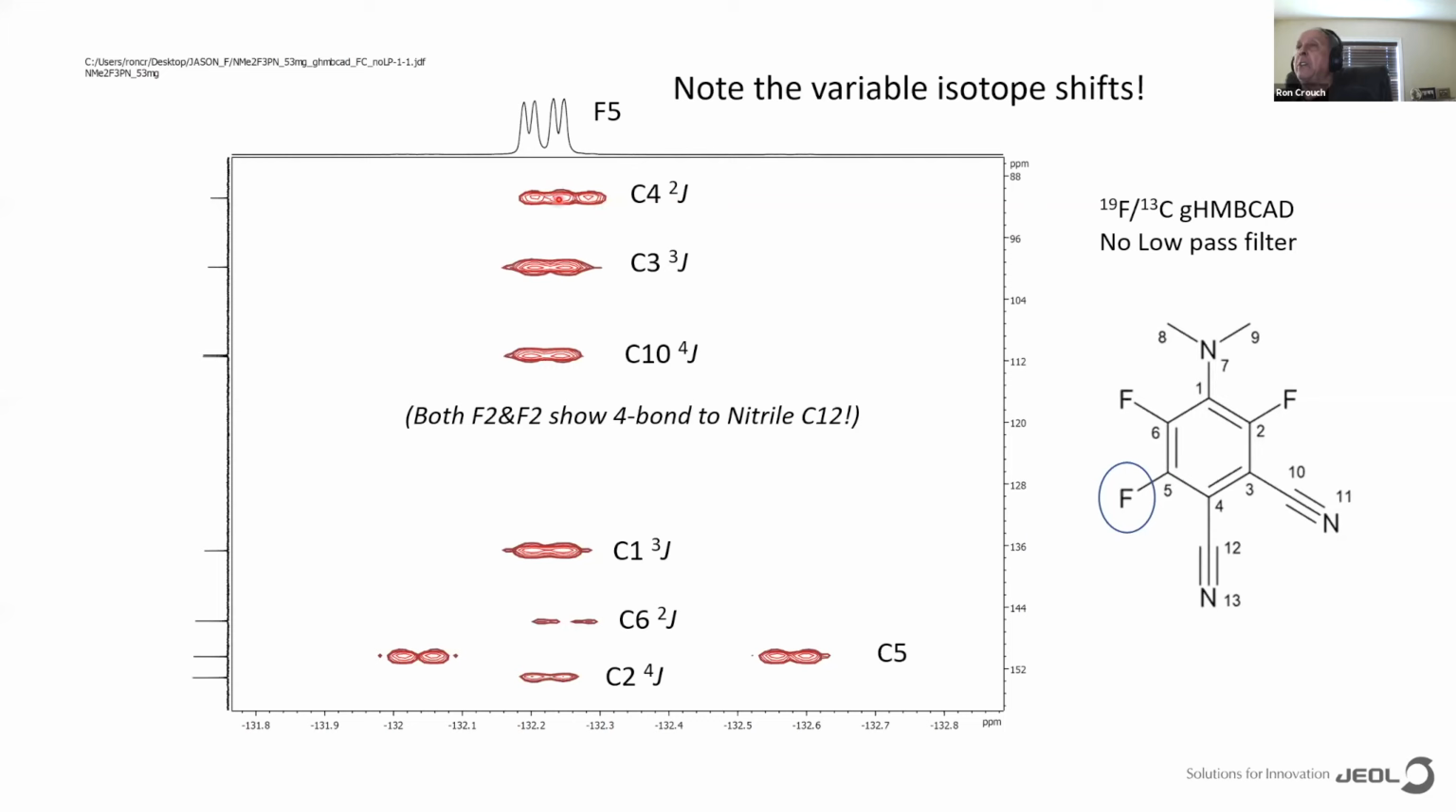And another feature that comes up with fluorine is that the chemical shifts are isotope shifted. And this is in the HMBC. So we see the direct is not centered at all, and all of the one bond, all of the long range are slightly different positions. And we're just monitoring this individual fluorine here.